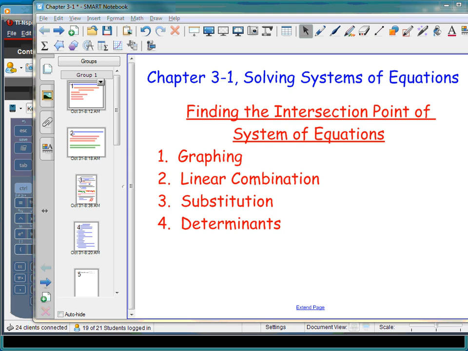Here we go, chapter 3-1, solving systems of equations. Our game plan today is to take two lines out in space. See my lines, my hands, my yardsticks? And we want to know where they cross. We want the point of intersection.